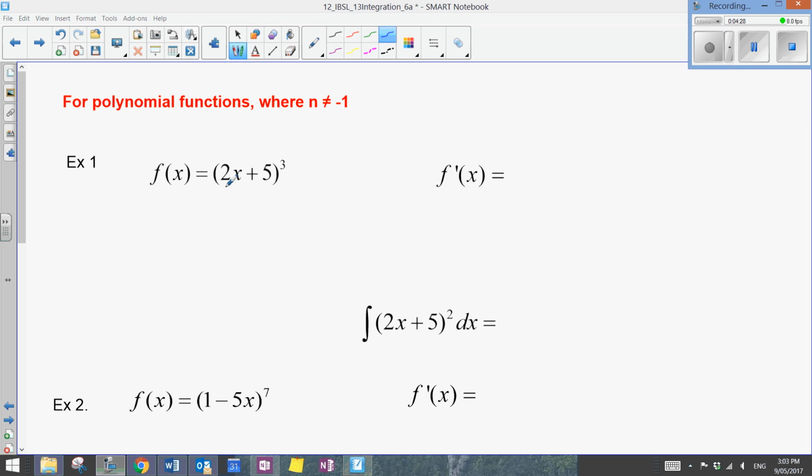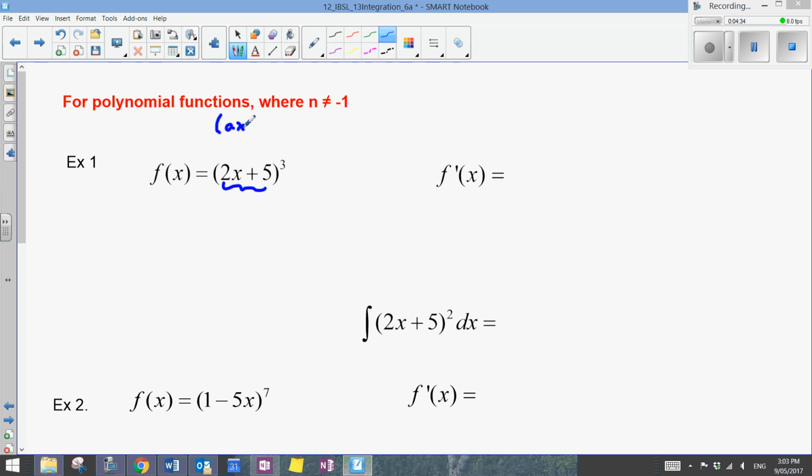For our second example, we have a linear input, ax plus b, that's now raised to some exponent. But our exponent in this case is not going to be -1, because if we had -1 and tried to anti-differentiate, adding 1 would give us 0, and this process doesn't quite work. That gives us a different type of function that we'll look at in a moment. So for all of these examples, our n value is anything except -1.